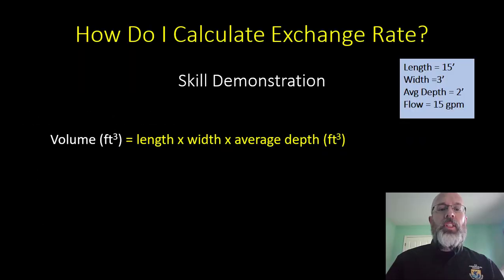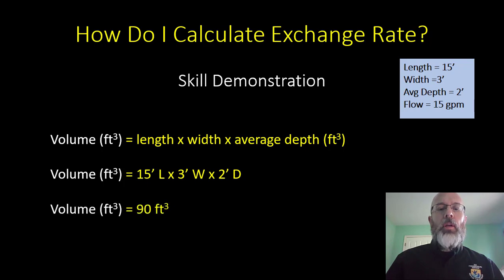So the first step is to calculate the volume of the rearing unit. And we've done this before in the density index. And that was length times width times average depth. In our case, our raceway was 15 feet long, 3 feet wide, with an average depth of 2 feet. If you plug those into the calculator, you'll get a volume of 90 cubic feet.